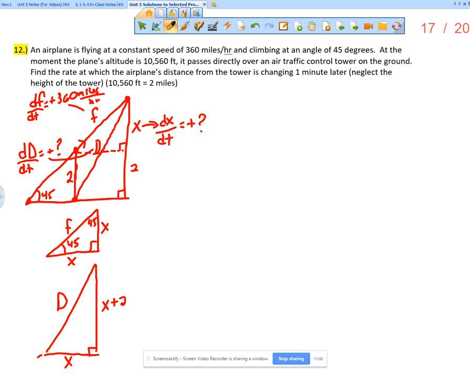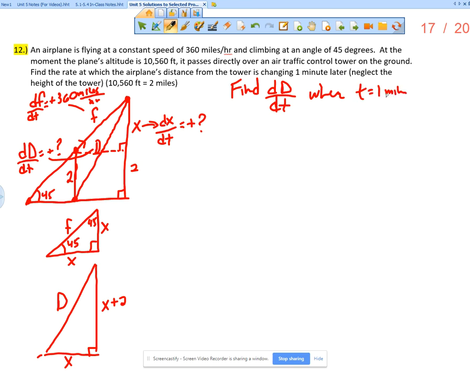All right, so now we have all that. The strategy is to use F and dF/dt to find x and dx/dt, and then use x and dx/dt to find dD/dt. So it's actually kind of a two-part problem. All right, so what do we want to find? We want to find dD/dt when what is true? Well, it says when 1 minute later. So when t is equal to 1 minute.